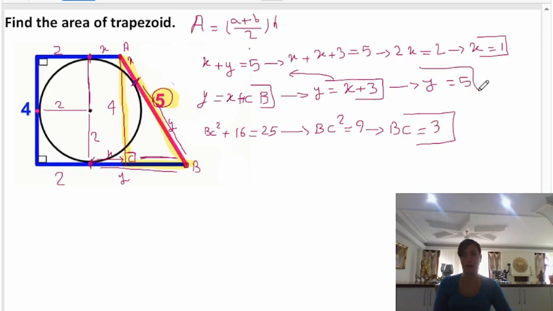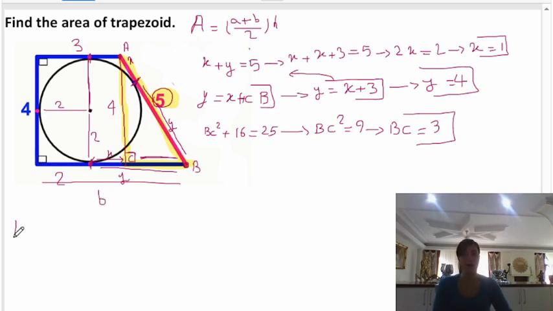Oh, we found x and y. So I can find both bases of this trapezoid. x equals 1, so this length would be 3. So this base would be 3. And y equals 4, because if x equals 1, 1 plus 3 gives me 4. So if y is 4, this side would be 2 plus 4, which gives me 6.